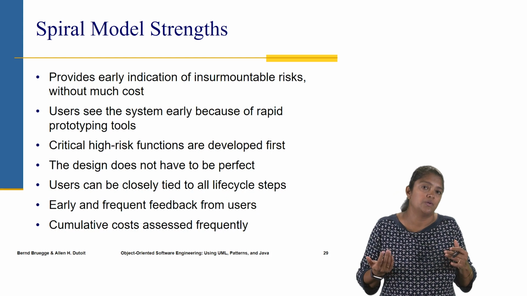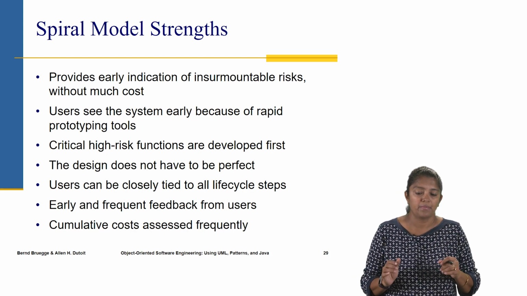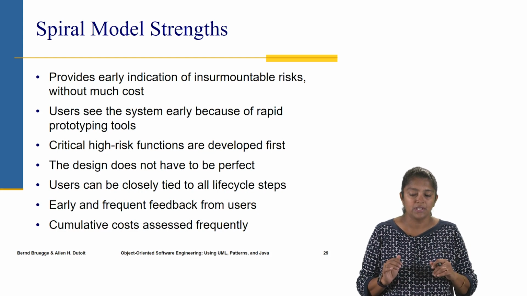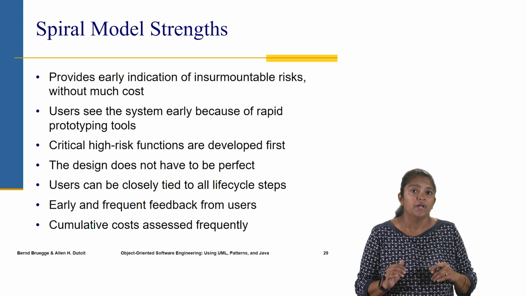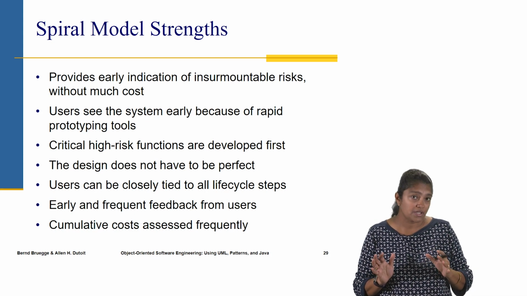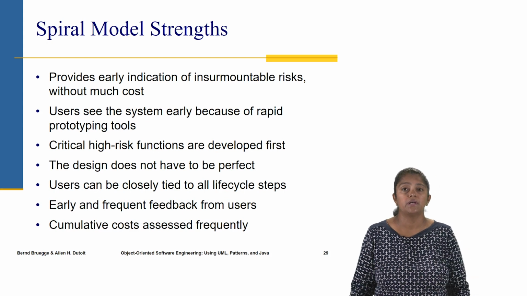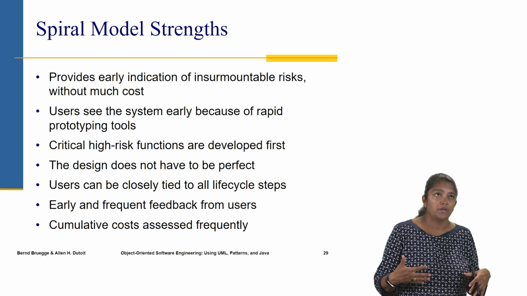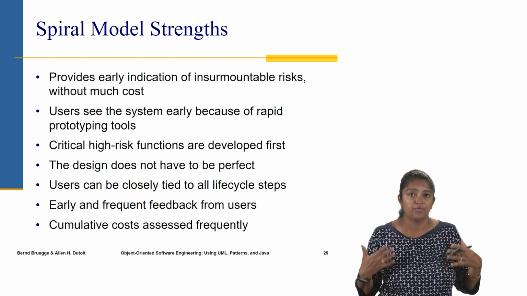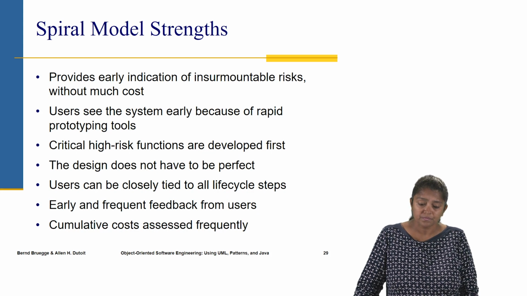They also use rapid prototyping tools, so users are able to see the system early on as well. And then the high risk functions are developed first. That's also another thing that's followed in the spiral model. So again, if there is a risk, it shows up before too much money and resources are spent on it.